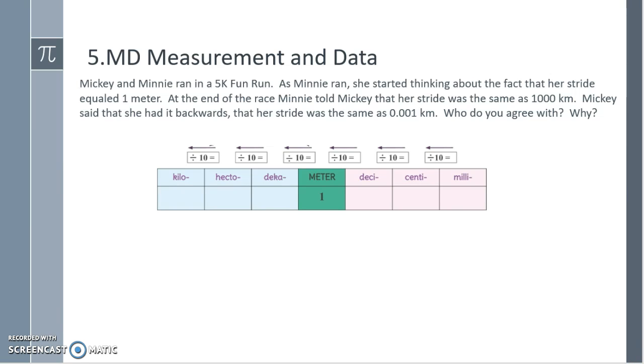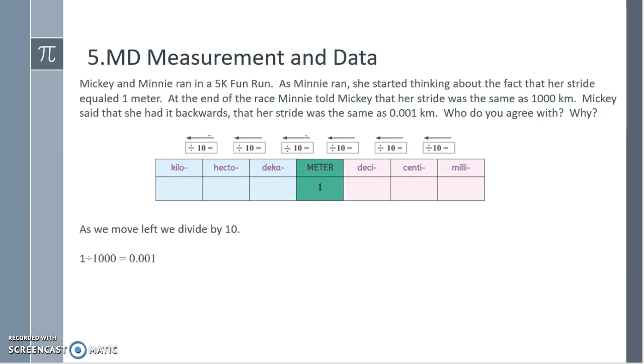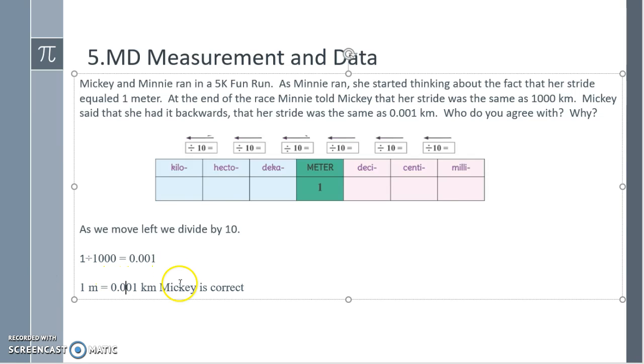So as we move left on our chart, we divide by 10. So 1 divided by 1,000 is 1/1000th. 1 meter is equivalent to 1/1000th of a kilometer. So therefore, Mickey is correct. So we went from a meter 10 times, 100 times, 1,000 times, divided by.